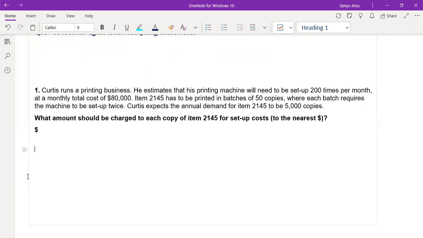What amount should be charged to each copy, so per unit, of item 2145 for setup costs? Setup here would be one of our overhead costs. We attribute overhead costs to products by means of absorption. Activity-based costing is a modern method for absorption of overheads, and so activity-based costing is said to be based on absorption costing principles, not marginal costing principles.